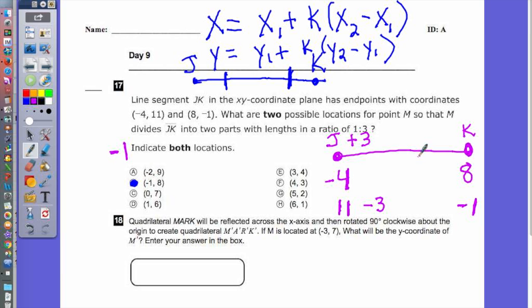No problem. Okay? And then when you do it the other way, with the other points, you get 5, -5, 2. Okay?